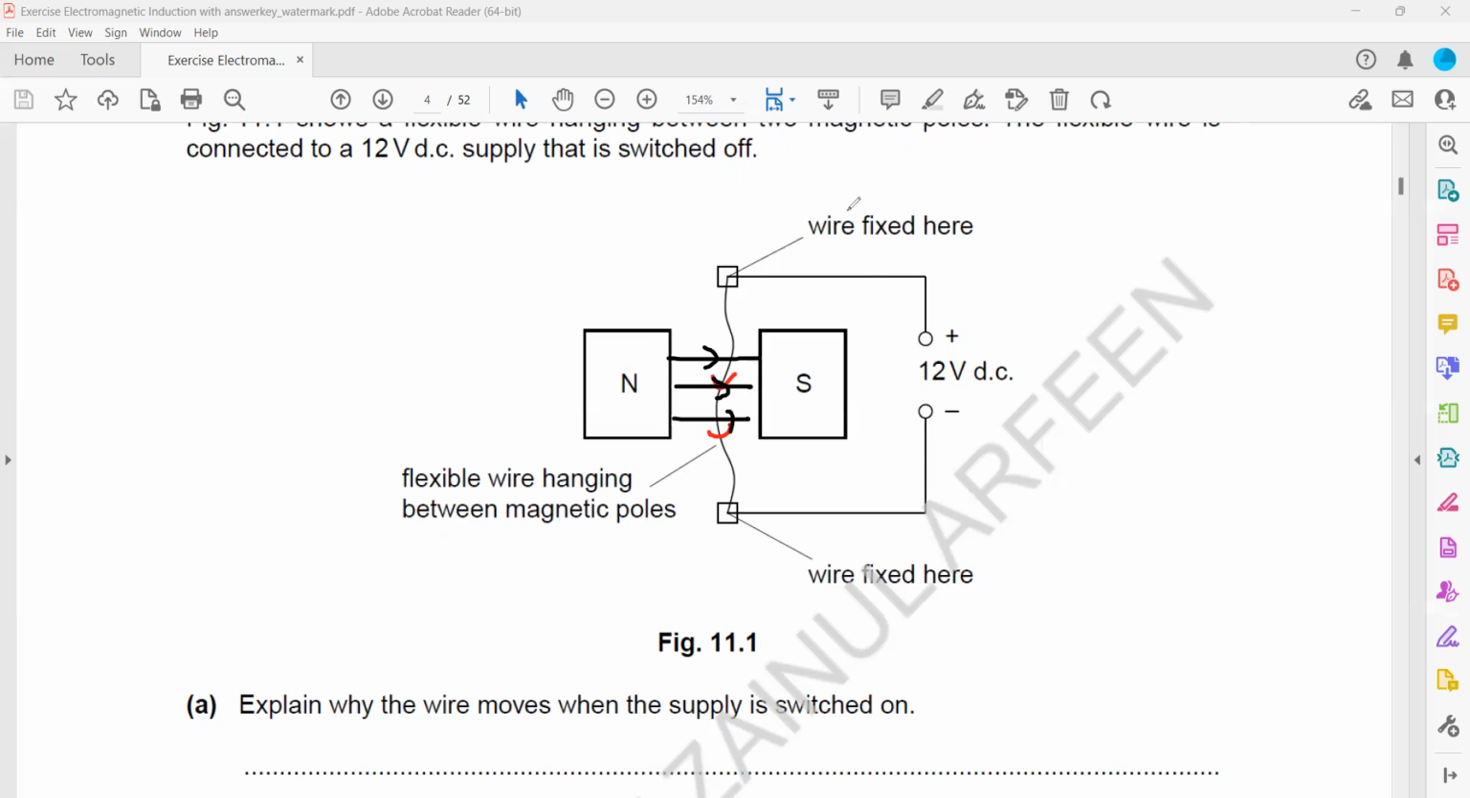Whenever two magnetic fields interact with each other, there is always a force on the wire and a force on the magnet. The two magnetic fields interact with each other and exert a force. So whenever current-carrying conductors are placed in a magnetic field, they always experience a force if they cut the magnetic field.